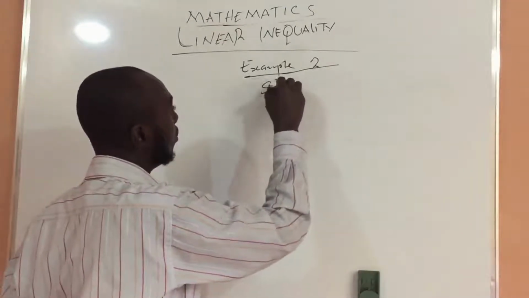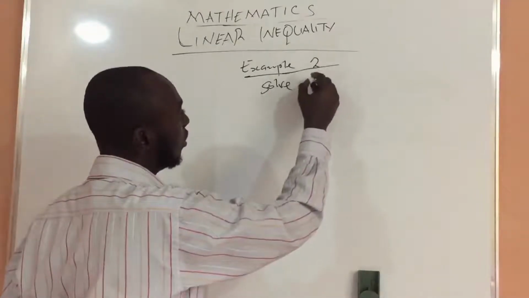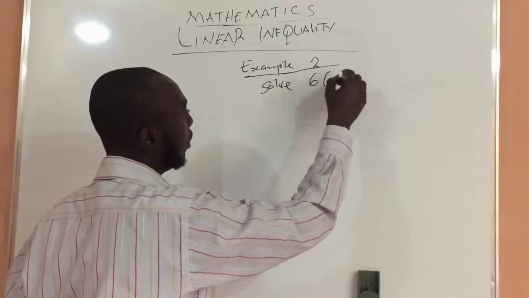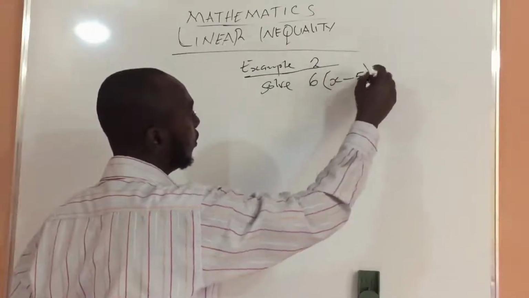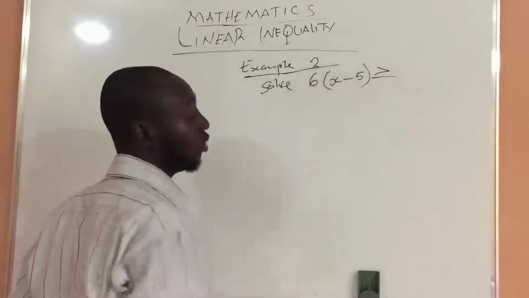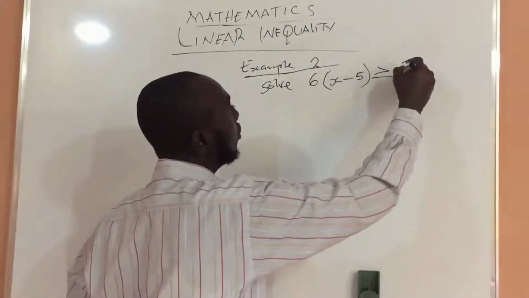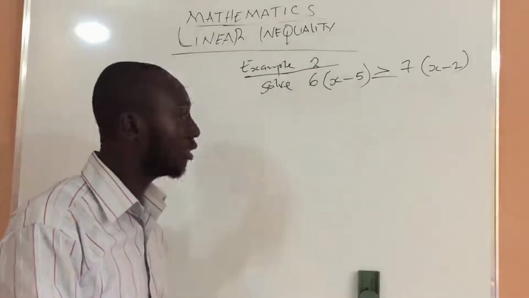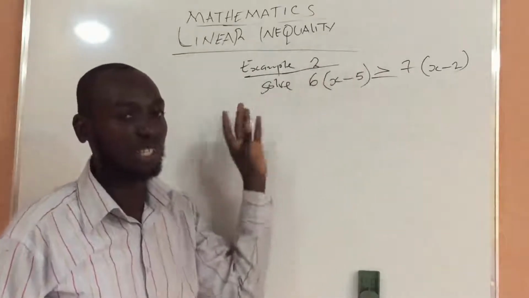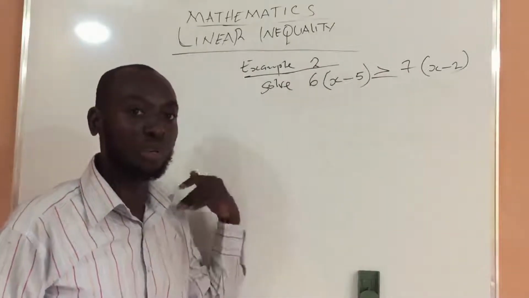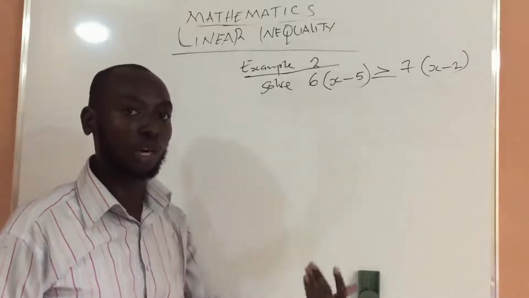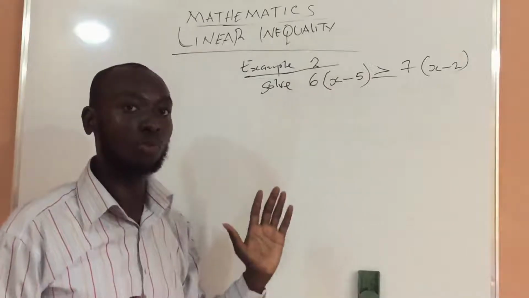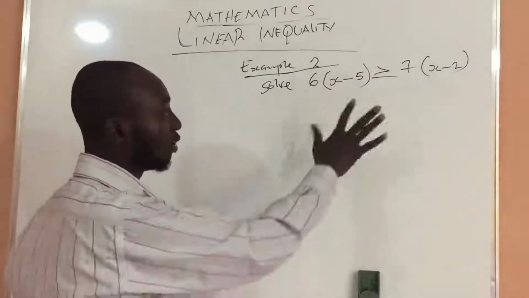Solve: 6 in bracket s minus 5 is greater than or equals to 7 in bracket s minus 2. So how do I simplify this question? For those that missed my previous episode, you can always go back to check how we simplify a bracket, how we open up a bracket. So we're going to do this quickly.